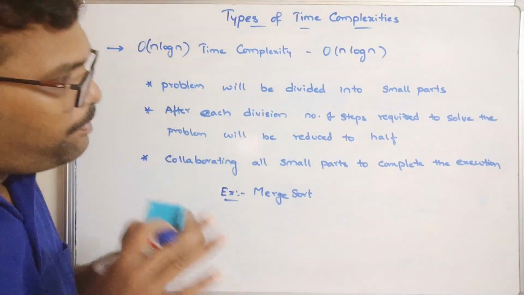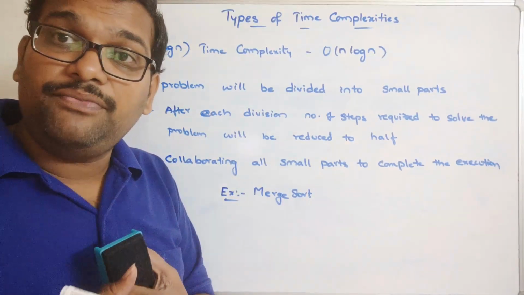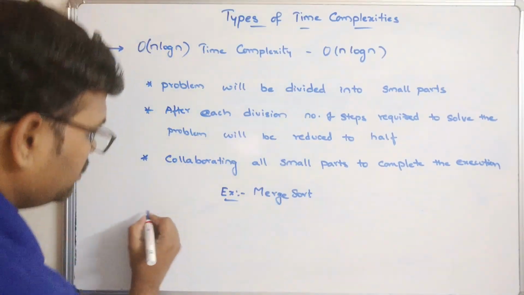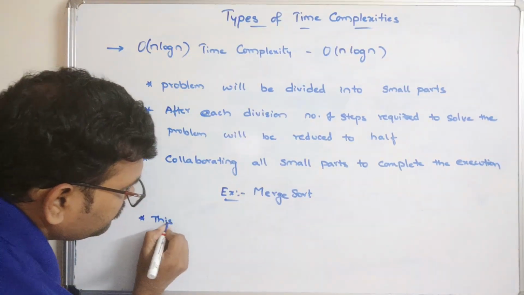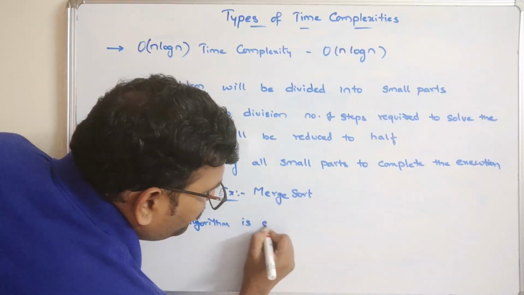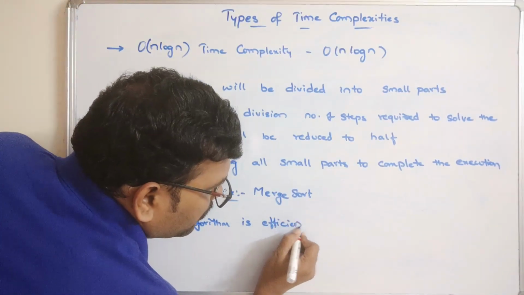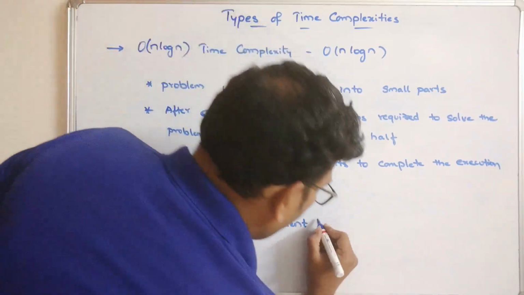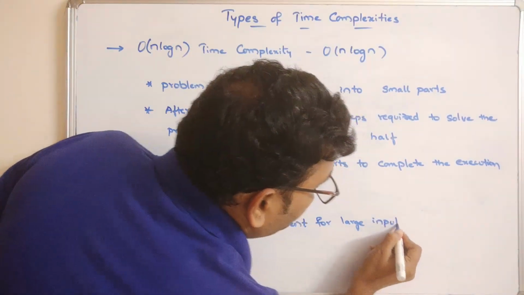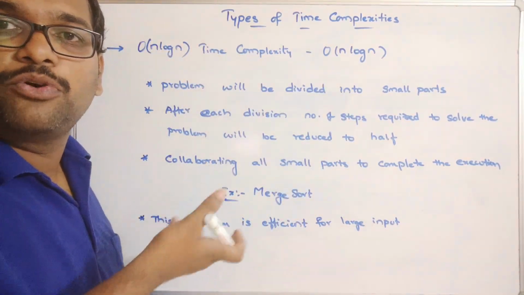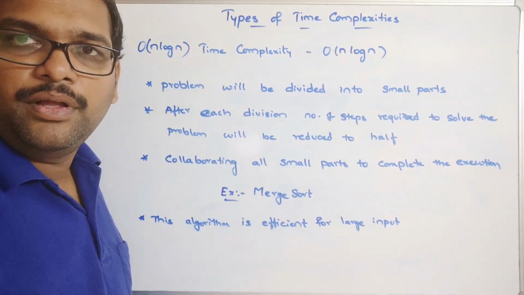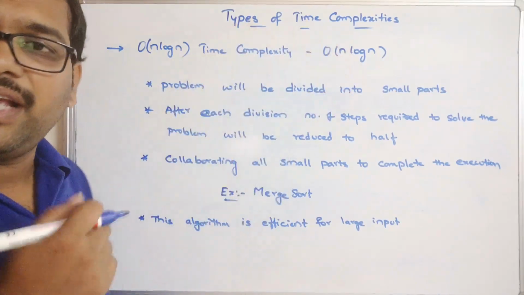And this type of algorithm is more efficient if the size of input is large. So this algorithm is efficient and works good for large inputs. That means if the input size is more, this type of algorithm will be suitable, and the time complexity we call it as order of n log n.